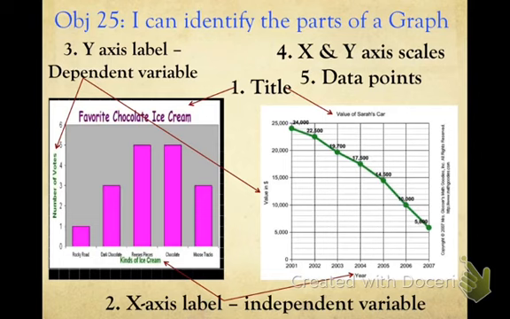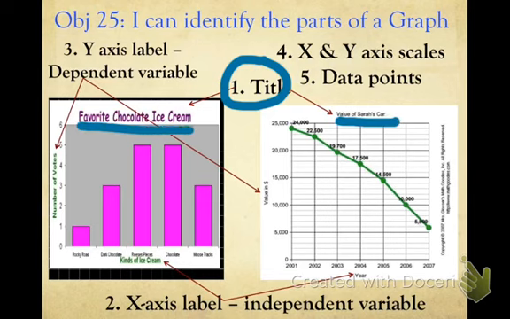Okay, so first thing we're going to talk about Objective 25. I can identify the parts of a graph. So the things we need to remember when we're creating our own graph, we need to have all of these different parts. So the first part right here is a title. You want to title your graph, okay? That tells people what your graph is telling them, okay? If we don't have a title, we have no idea what the graph is telling us.